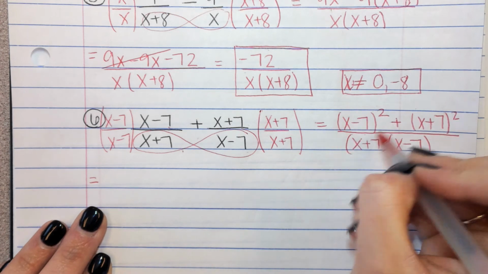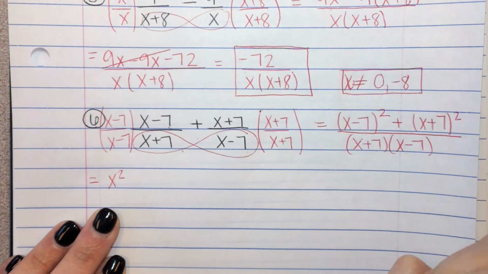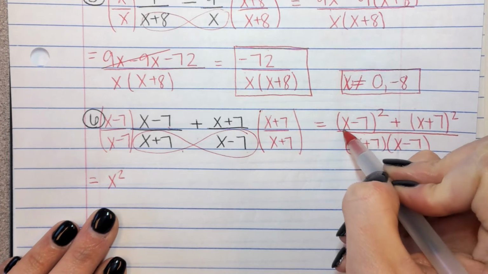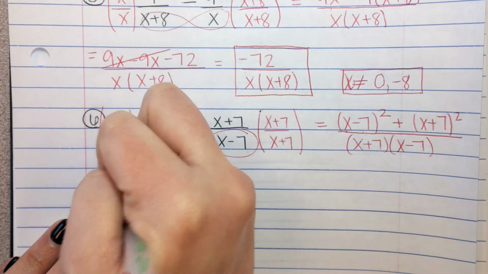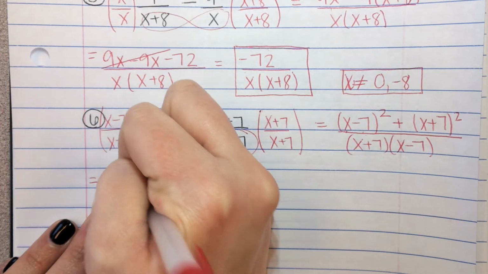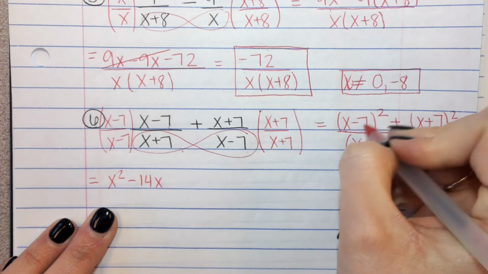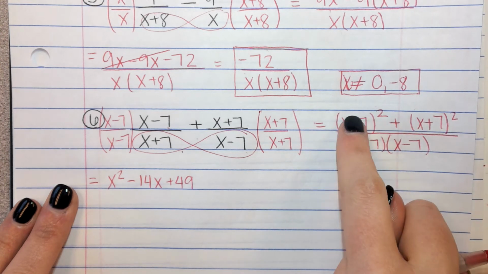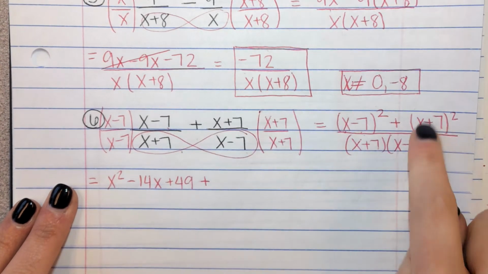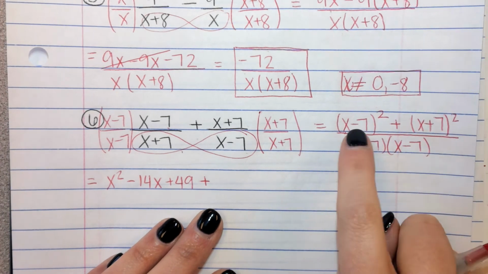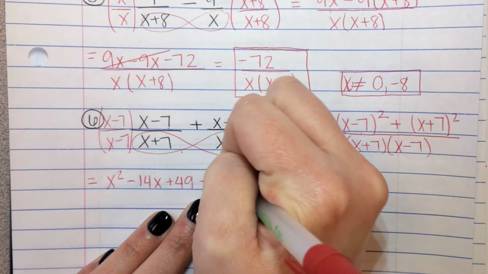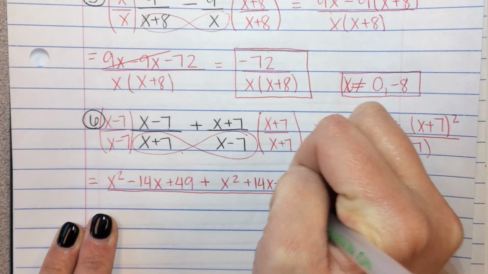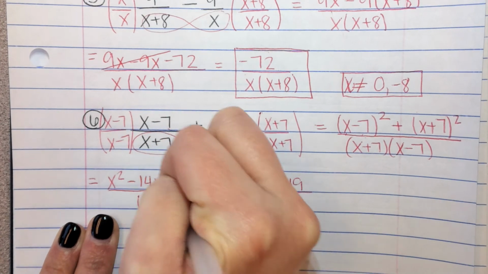So, when you have a binomial squared, you do the first term squared, and then it's minus, so minus 2 times x times 7. So that's negative 14x. And then negative 7 squared is positive 49. Okay, again, that works because it's squaring a binomial. All right, then plus, we're going to do the same thing here. And it's going to be the exact same, except instead of negative, it's positive. So x squared plus 14x plus 49. All over x plus 7 times x minus 7.